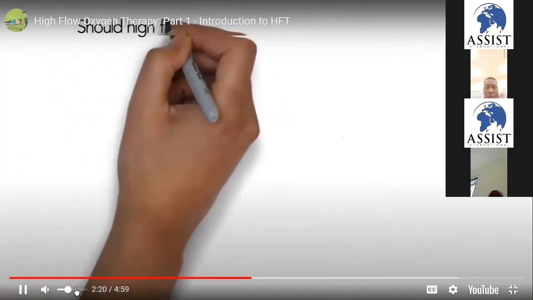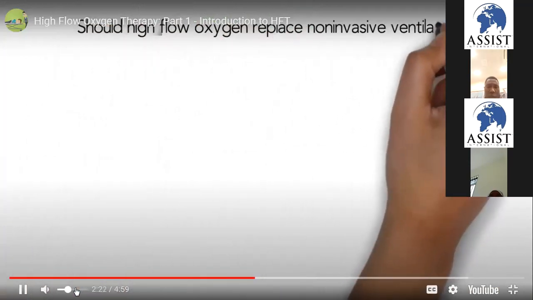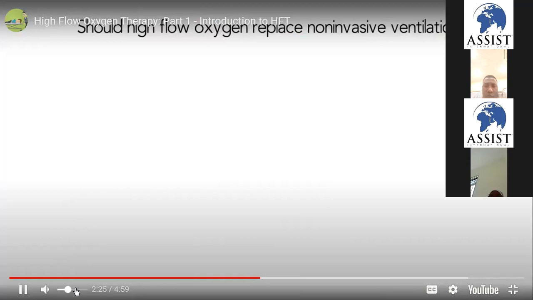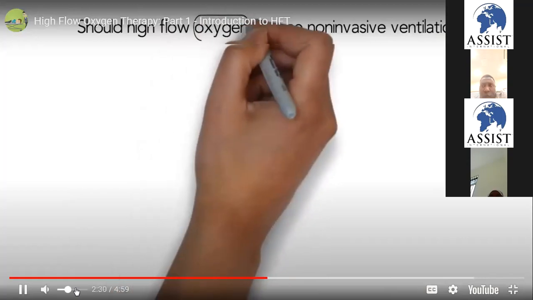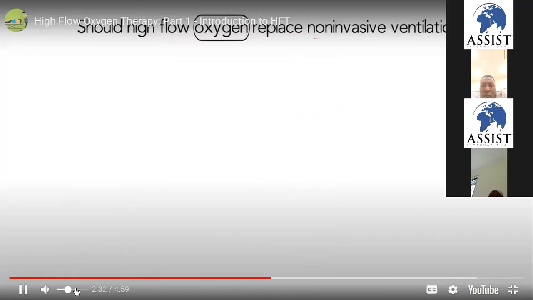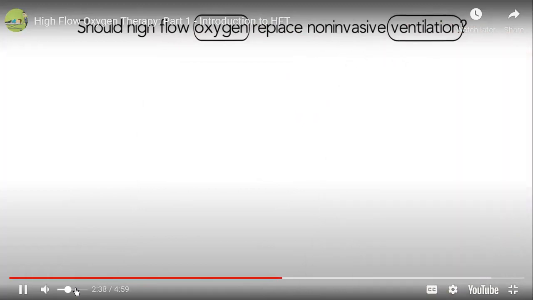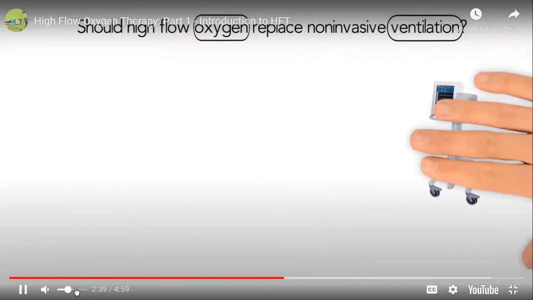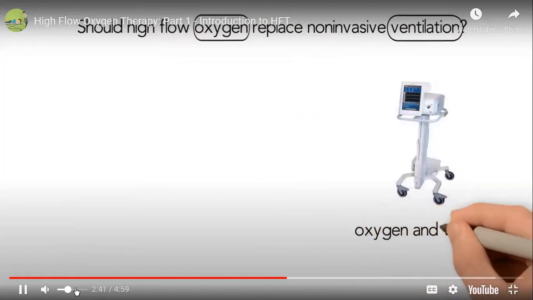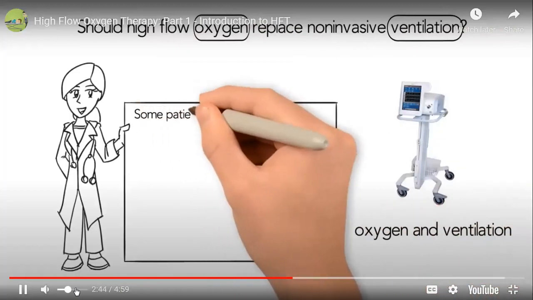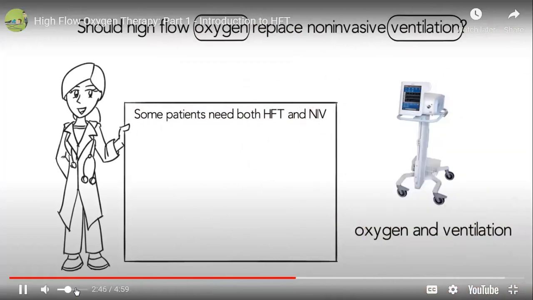Yikes. So, should high flow therapy be a replacement to other forms of therapy like non-invasive ventilation? The answer? Absolutely not. High flow oxygen delivers just that, a high flow of oxygen. But sometimes patients have issues with CO2 or ventilation, and not just issues with O2 or oxygenation. NIV is effective for both oxygenation and ventilation. This is why HFT and NIV are often used together on some patients in a complementary fashion.